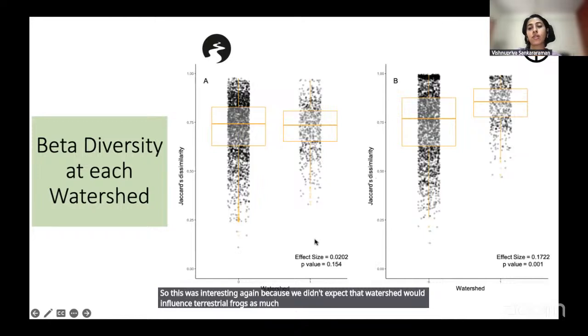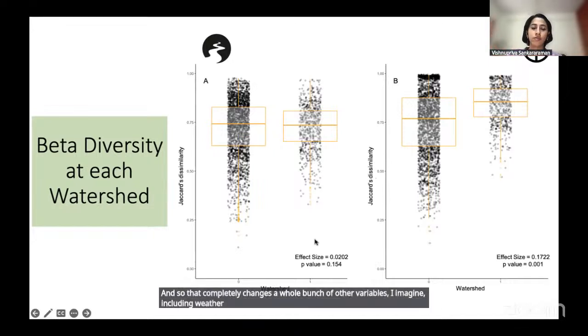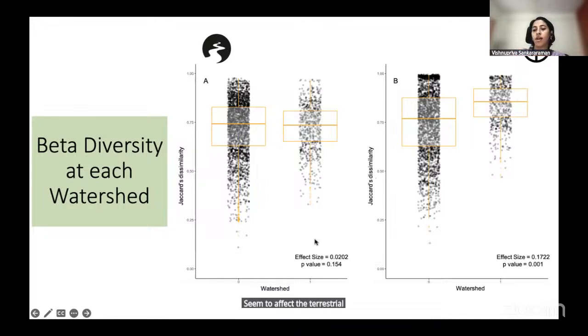What we found was that the two watersheds were facing different aspects of the mountain. One watershed was facing east of the Western Ghats, the other was facing more to the west of the Western Ghats. That completely changes a whole bunch of other variables, I imagine, including weather and wind and rainfall and humidity and things like that. And maybe that's why the two aspects of the mountain seem to affect the terrestrial frogs more.